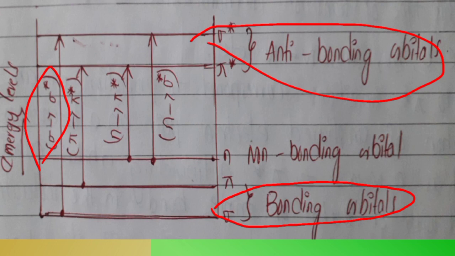These transitions involve saturated hydrocarbons, and there is no lone pair of electrons in this transition. These transitions are studied in the vacuum ultraviolet region.